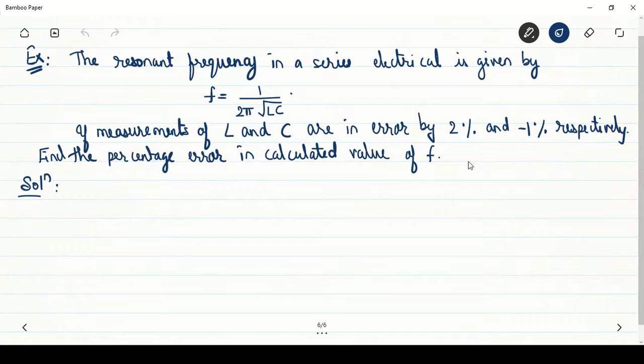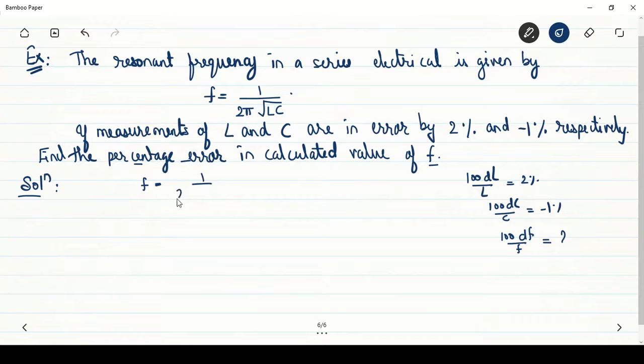The percentage errors in L and C are given as 2% and -1% respectively. So what is given? 100 dL/L is 2%, also 100 dC/C is given as -1%. We have to find the percentage error in the calculated value of f, that is, we have to find 100 df/f. Our task is to find 100 df/f. Now f is given as 1/(2π√(LC)).